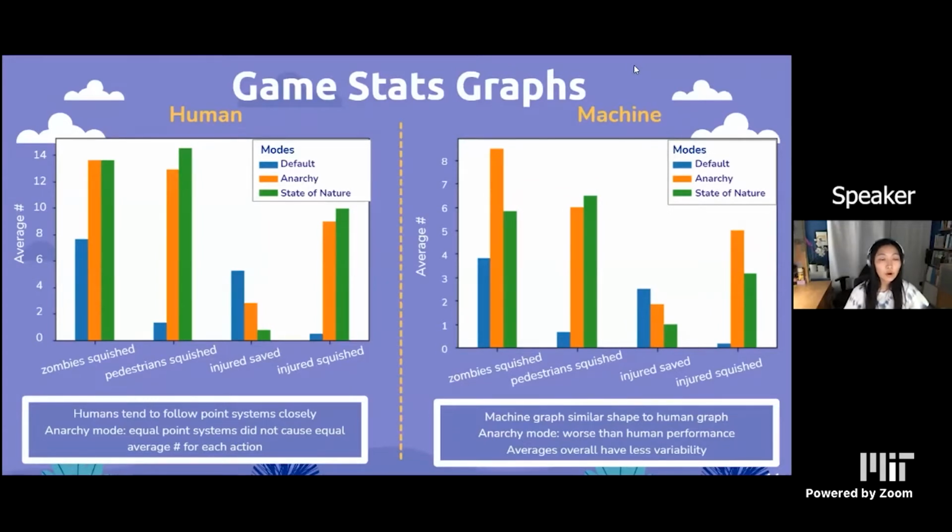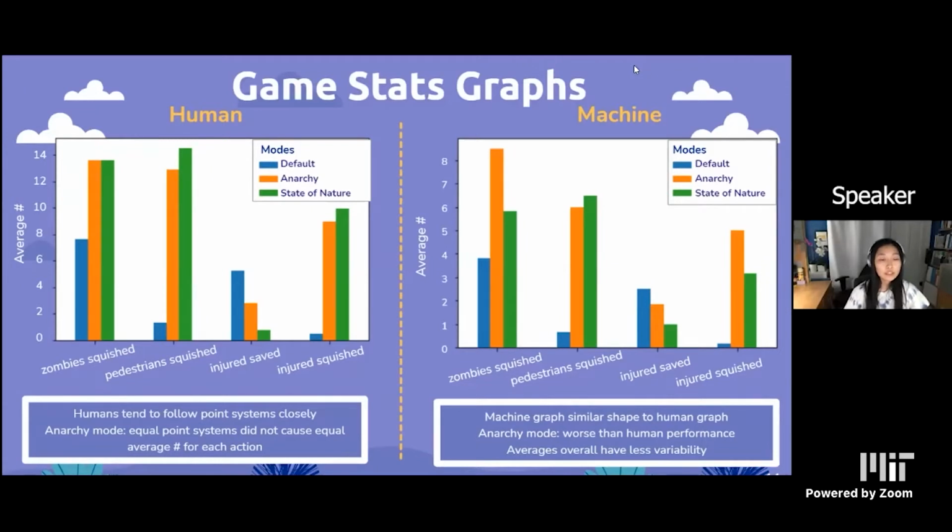The average numbers for all actions are typically higher for human than machine. We can observe that humans tend to follow the set point systems pretty closely, especially in default and state of nature mode. Something interesting to note is that in anarchy mode, even though the point values for all actions are equal, the average number for each of these actions are not. This means that humans likely do hold some bias in their actions outside of the reward systems we set.